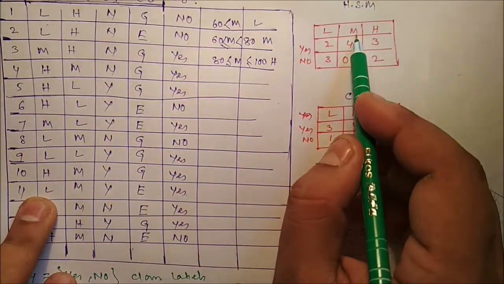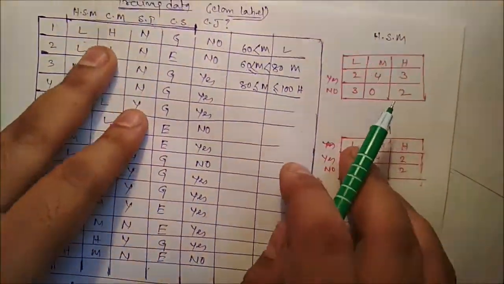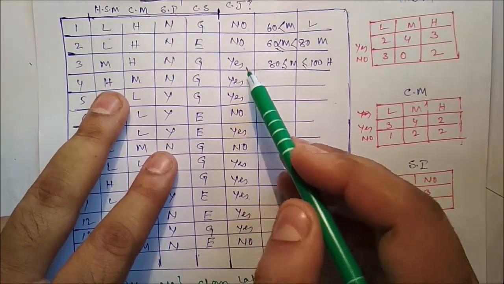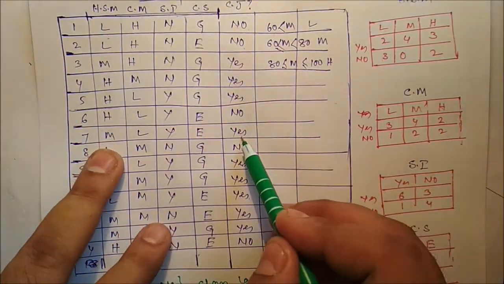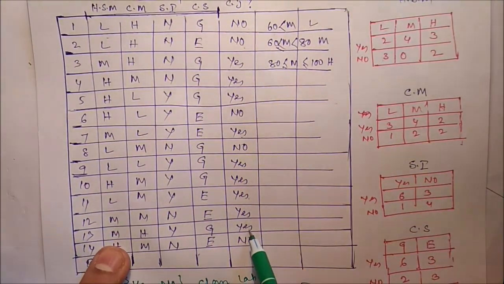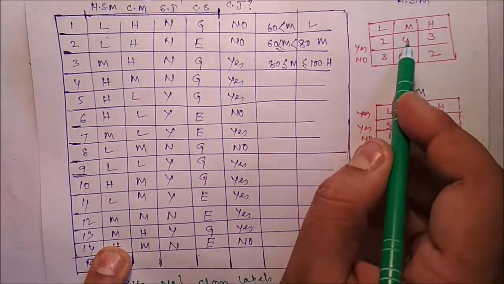Similarly, if it is medium, how many yes are there? If it is medium, you can see here, how many yes are there? 1, 2, 3 and 4. Okay, so 4 yes are there for medium.